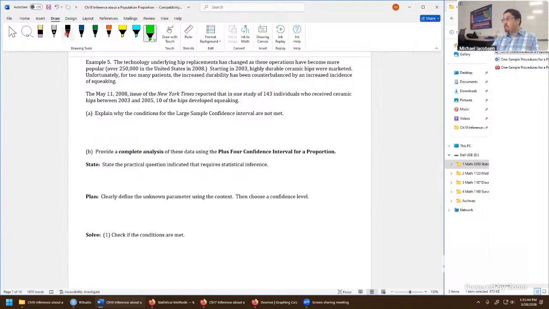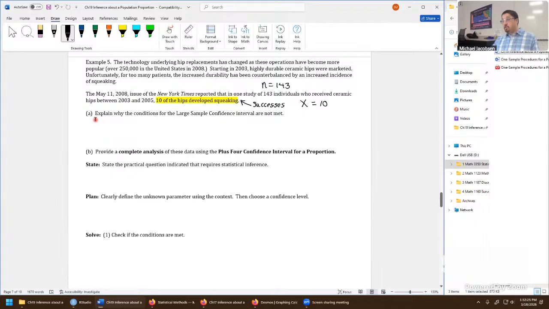Here's what we know so far. The sample size is indicated, 143. And we have a notion of what the successes are going to be. It's receiving the ceramic hips that developed squeaking. So again, a success is once more not a good thing, but it's the thing the study is focusing on. So we'll say here, these are the successes, which means the number of successes in the sample, X, is 10. So that's the whole write-up of the problem so far.